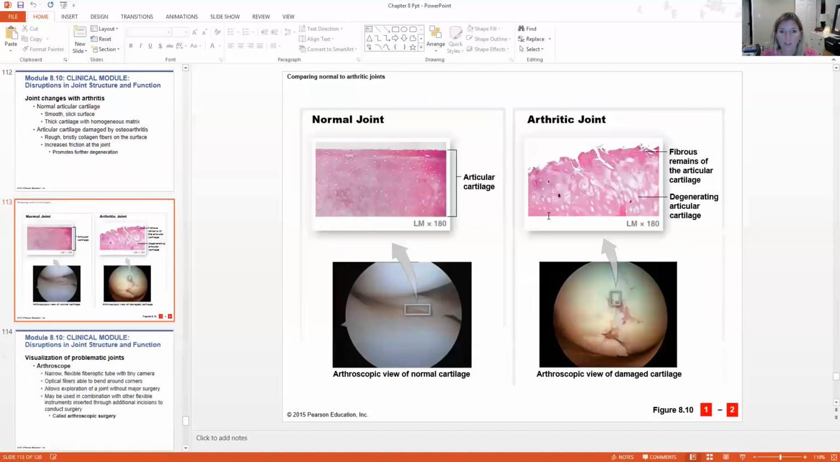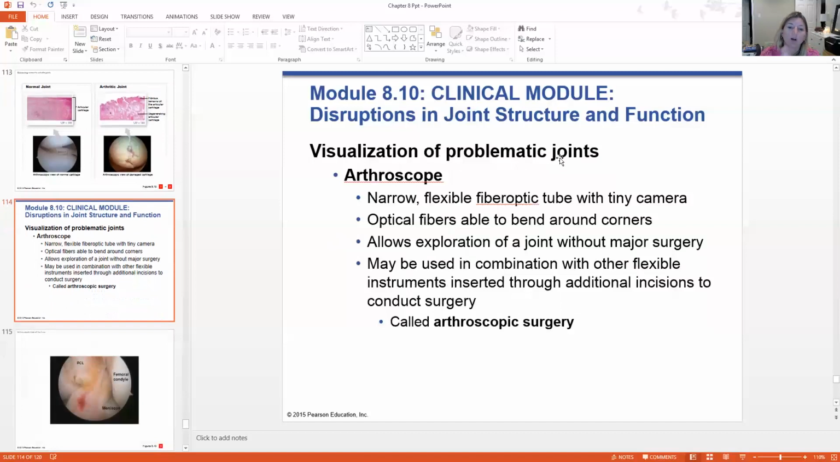So here you can see the articular cartilage in a normal, healthy joint. Looks nice and fresh, and then in an arthritic joint, it's definitely starting to wear away, and that fibrous cartilage is fraying at the end, so to speak. So clinicians can use an arthroscope, which is a tube with a tiny camera at the end, optical fibers, to look around and check out what is going on with your joint cavity. It's called arthroscopic surgery when they're using instruments to go in and repair something with that little camera.